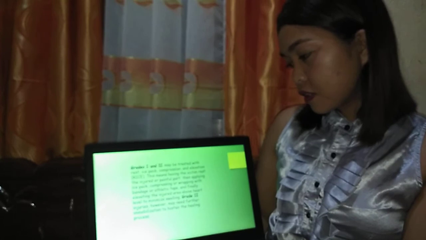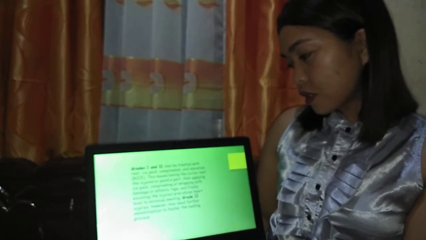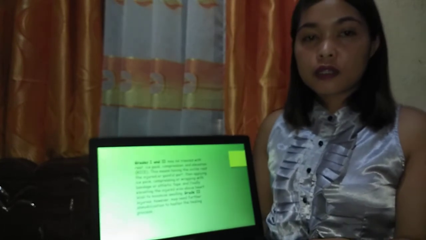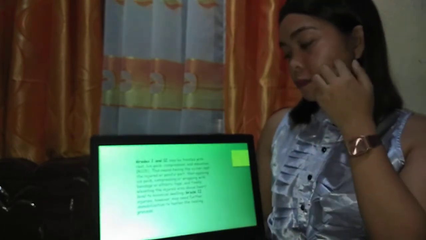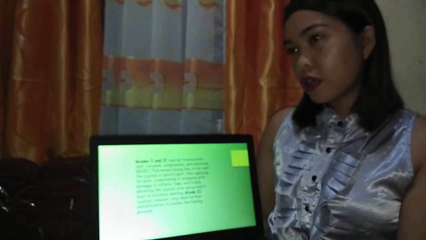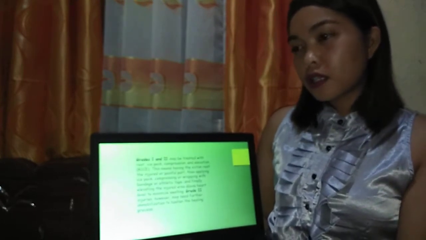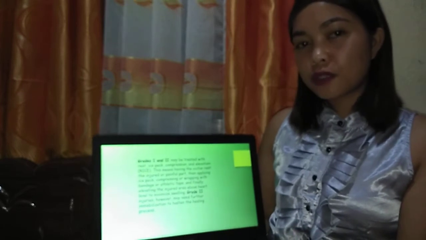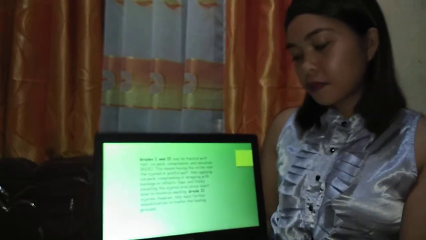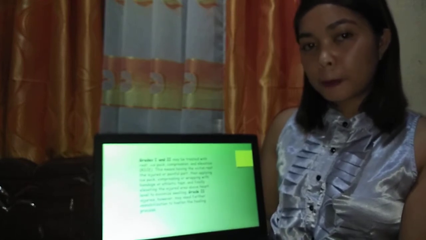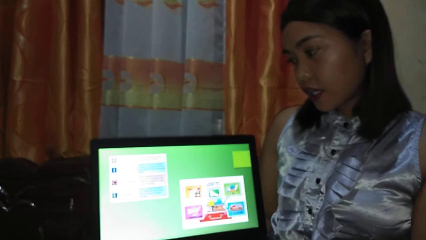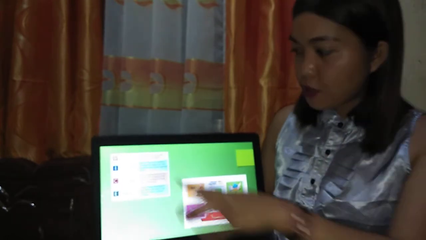Grade 2 level injuries, however, may need further immobilization to hasten the healing process. So, when we encounter the grade 2 injuries, ang best thing to do is immobilize, yung wag natin gagalawin yung part na na-injured para hindi magkaroon ng panibagong problema. Okay, this is RICE.